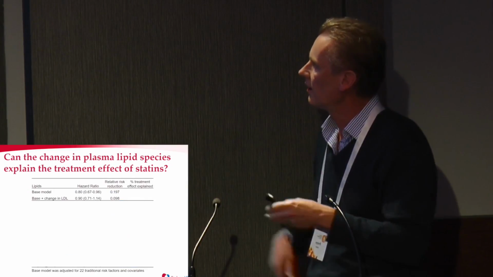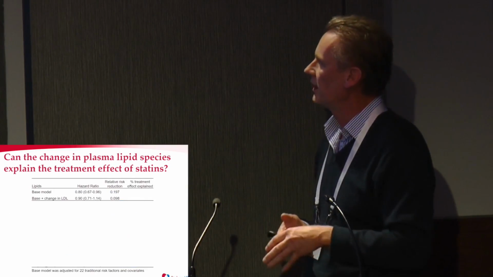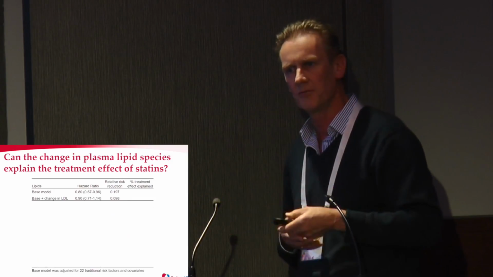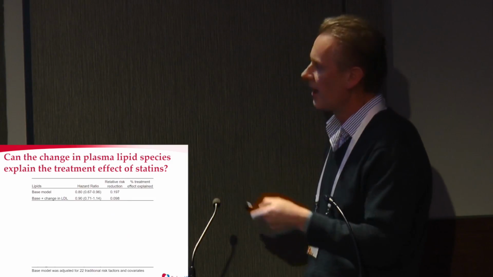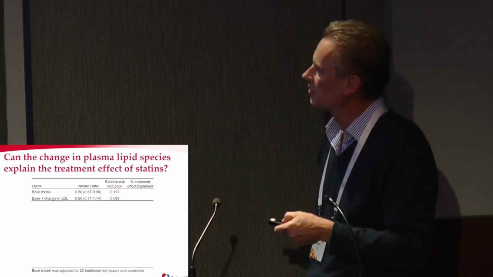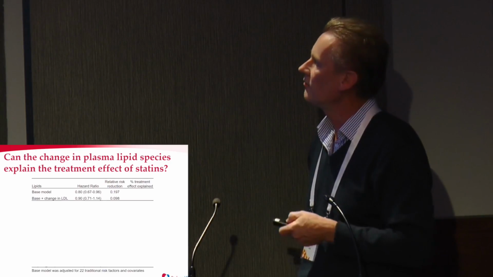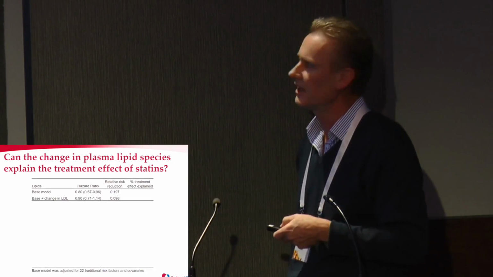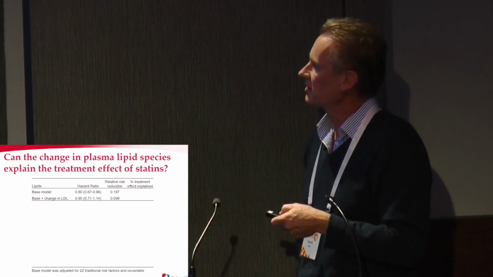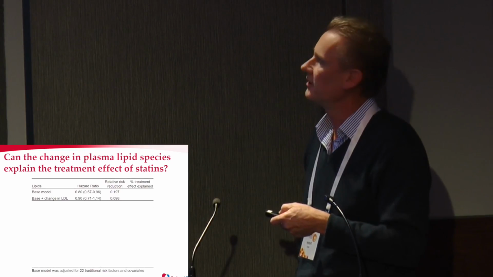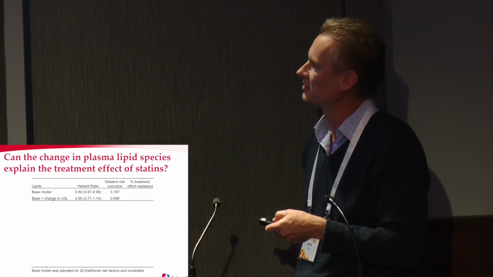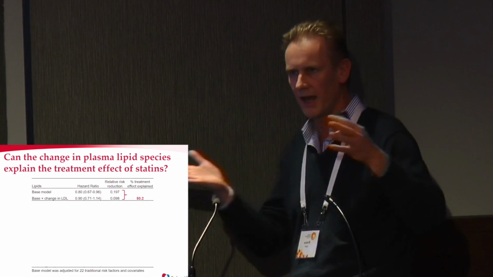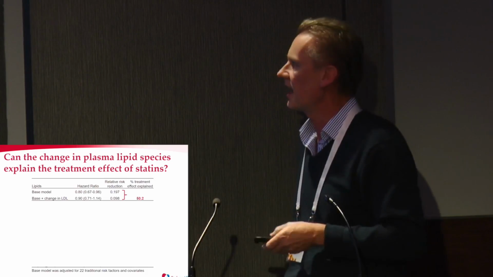Okay, so the question that we're interested in then is, can the change in the plasma lipid species explain the treatment effect of statins? The way we do that is, firstly, to create a base model with all of our covariates. We get a relative risk reduction from statin treatment of about 20%. When we adjust for the change in LDL cholesterol in this model, our relative risk reduction is reduced to 9%. So LDL cholesterol is explaining about half of the treatment effect of statins.